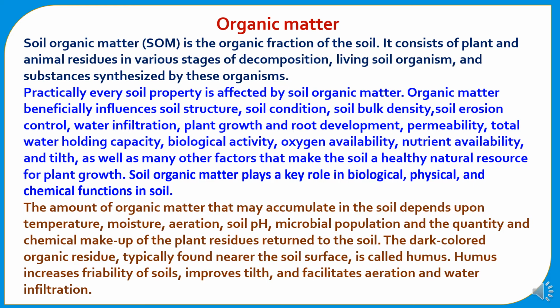The amount of organic matter that may accumulate in the soil depends upon temperature, moisture, aeration, soil pH, microbial population, and the quantity and chemical makeup of the plant residue returned to the soil. The dark colored organic residue typically found nearer the soil surface is called humus. Humus increases friability of soils, improves tilth, and facilitates aeration and water infiltration in the soil.